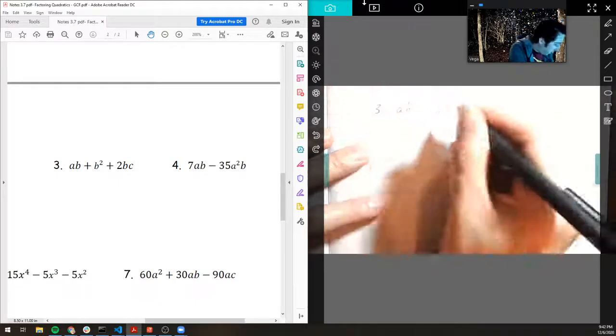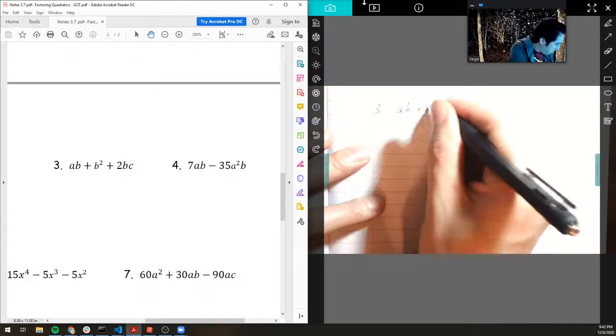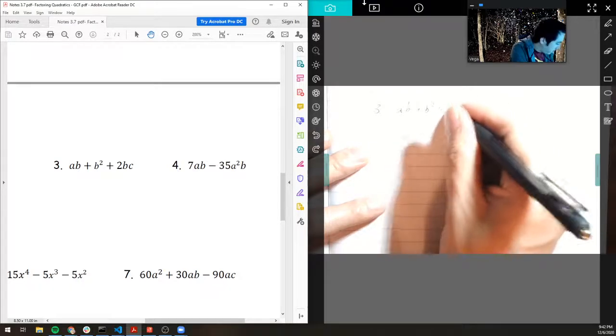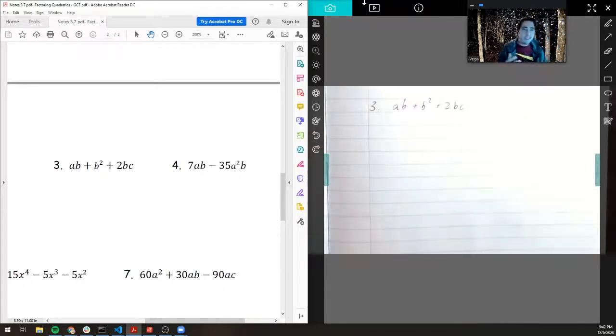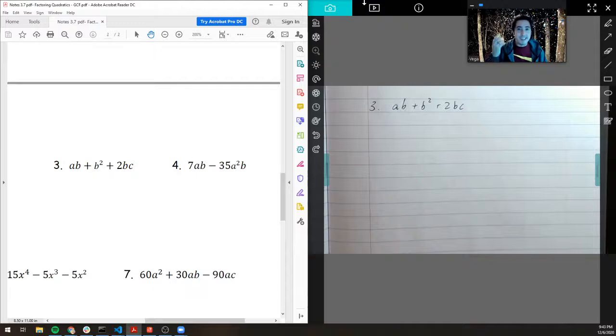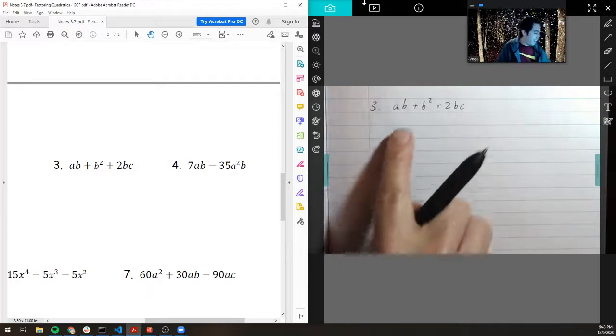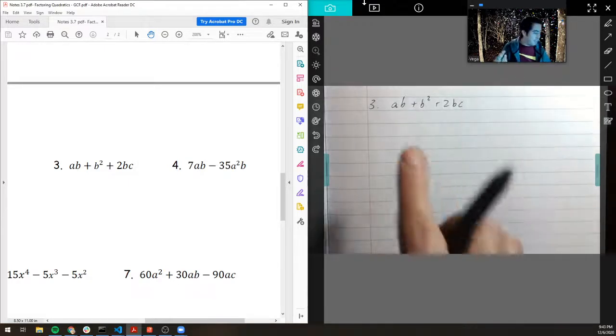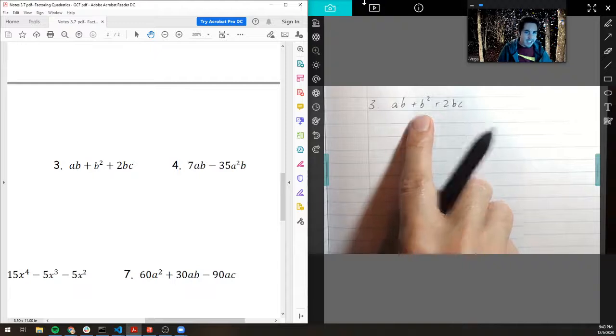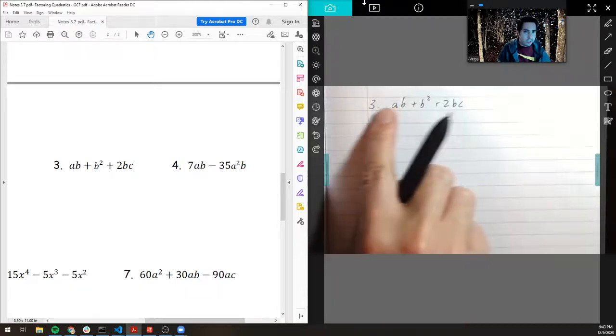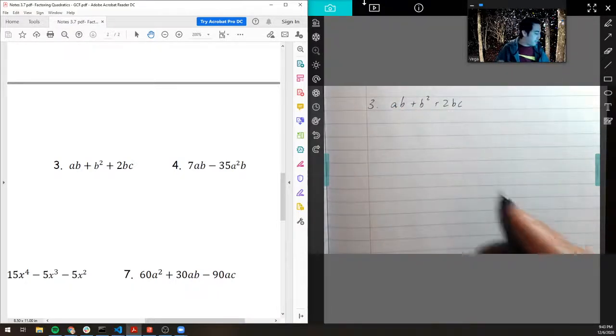So AB plus B squared plus 2BC. If you just say it out loud, you should be able to see what they have in common. AB plus B squared plus 2BC. They all have a B, right? That has a B. That has a B. They all have a B. That has an A, but that doesn't have an A. This has a C, but there's no C anywhere else. So B is the only thing they have in common, right?